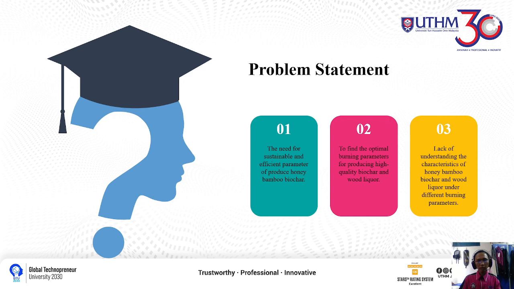For the problem statement, first, the need for a sustainable and efficient parameter to produce honey bamboo biochar. Second, to find the optimal burning parameter to produce high quality biochar and wood liquor. Third, lack of understanding of the characteristics of honey bamboo biochar and wood liquor under different burning parameters.